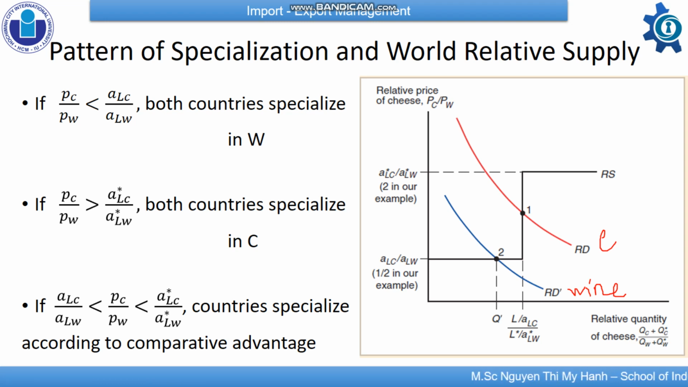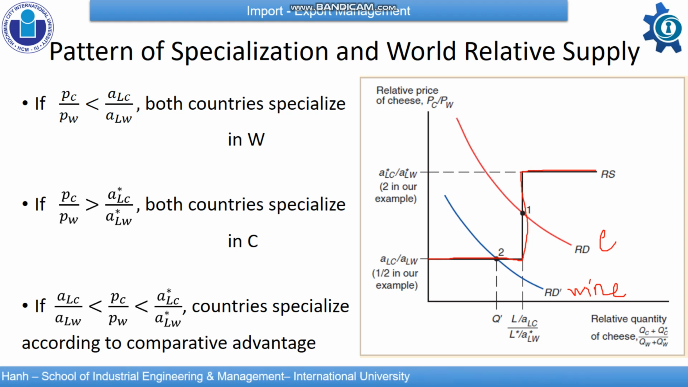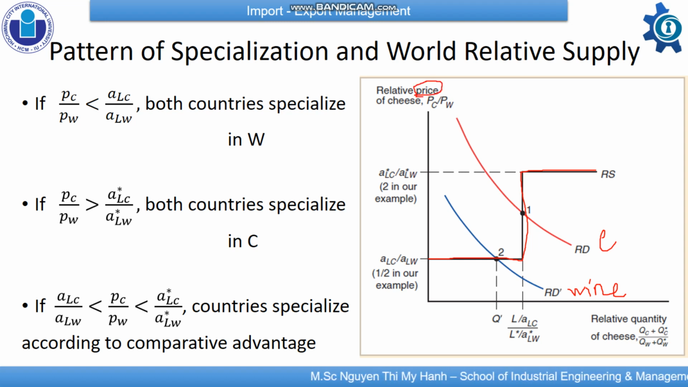And RS, this line, is the relative supply curve of cheese. So we have the x-axis as the relative quantity of cheese, and the y-axis as the relative price of cheese. As we can see in this figure, if the relative price of cheese is less than ALC divided by ALW, this one is the relative unit labor requirement of cheese, there is no supply of cheese.